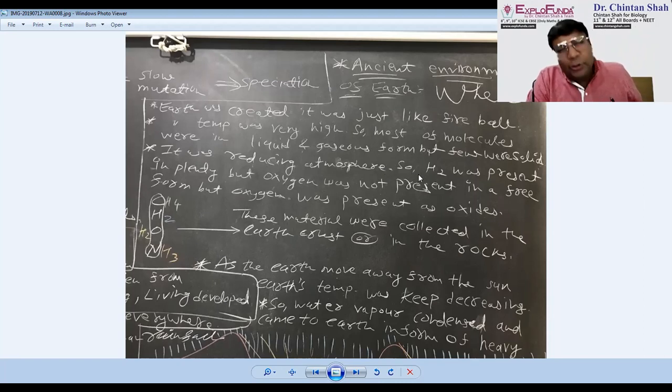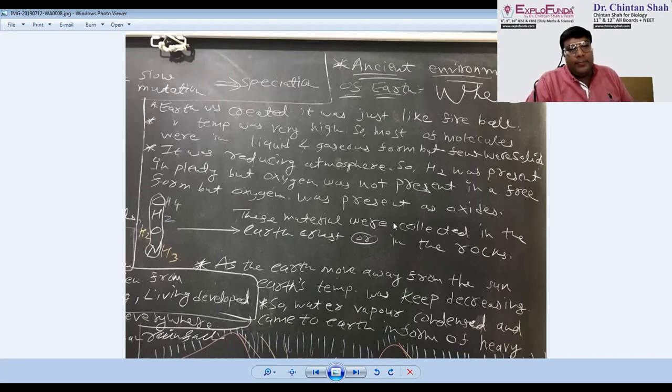So hydrogen was present in plenty, but oxygen was not present in the free form. So how was the oxygen present? Oxygen was present as oxides, like the oxide of hydrogen, H2O, which is known as water, calcium oxide, and magnesium oxide. That's the way oxygen was present, but not in the free form, not in the form of O2.